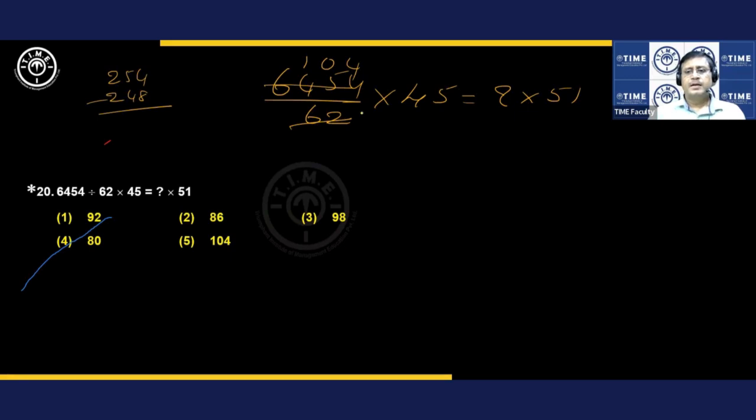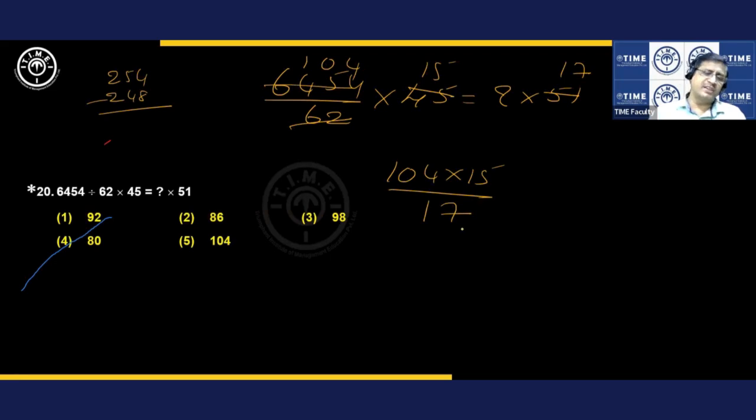Okay. Now what is next? 3 here, it goes how many times? 15 times. 3, how many times? 17 times. Okay. Now next, what is the cancellation? Any possibility here? 17. Is it possible to simplify with 104? 104 into 15 by 17. Is it possible to simplify 104 with 17?